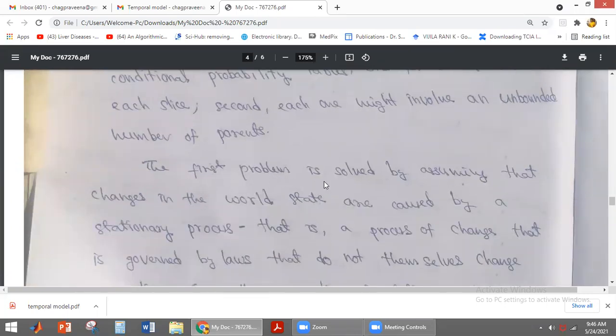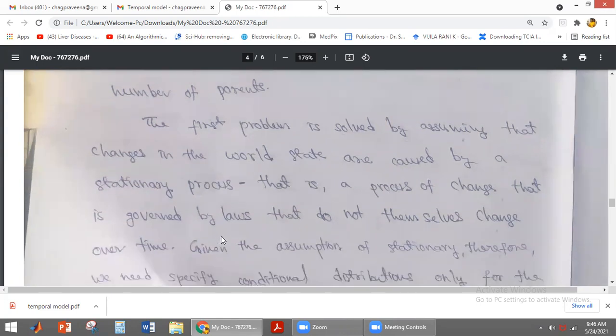The first problem is solved by assuming that the changes in the world state are caused by a stationary process. The world state, the environment, is changing, and that will be represented by a stationary process here. That is a process of change that is bound by laws that do not themselves change over time. So what is a stationary process? The variables do not change themselves over time, but the change is bound by the laws. That is the first step.